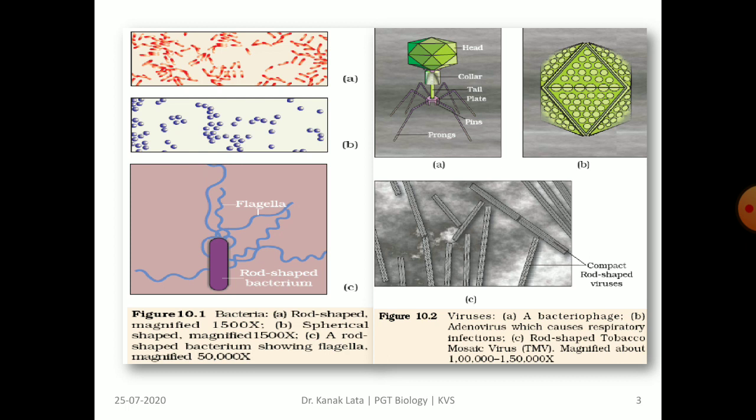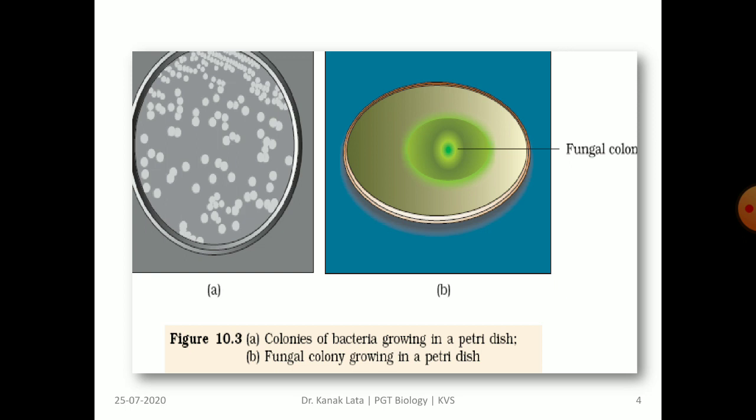Here you can observe rod-shaped bacteria, spherical bacteria, spirillum bacteria having flagella, and you also observe bacteriophage, adenovirus that causes some respiratory infections, and the rod-shaped tobacco mosaic virus. In this, you can observe the colonies of bacteria growing in a petri dish and a fungal colony also growing in a petri dish.